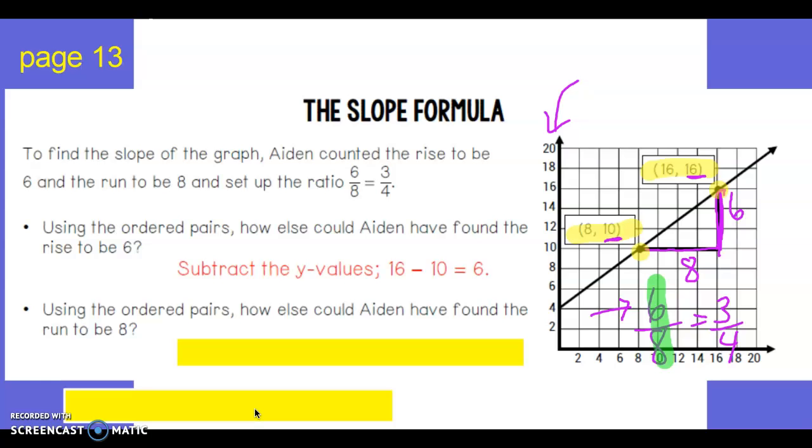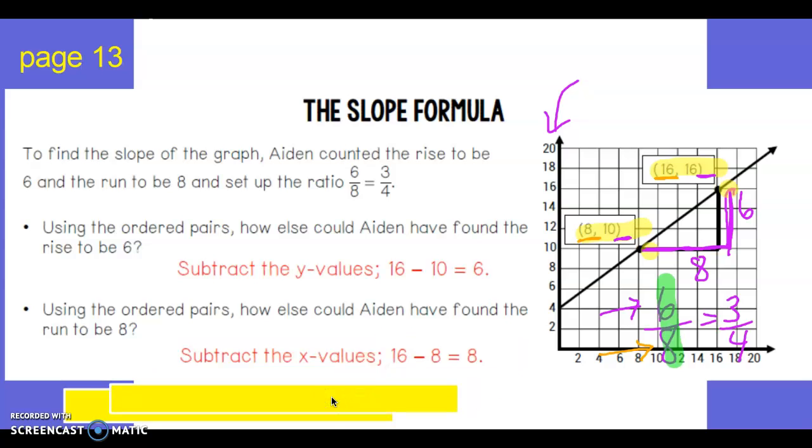Now, the run here of 8 comes from the x values, movement left and right. What could I do with those numbers, 16 and 8, to give me this 8 down here in the bottom? If you said subtract, then you are right, because 16 minus 8 gives me 8. So now I think we found a pattern.